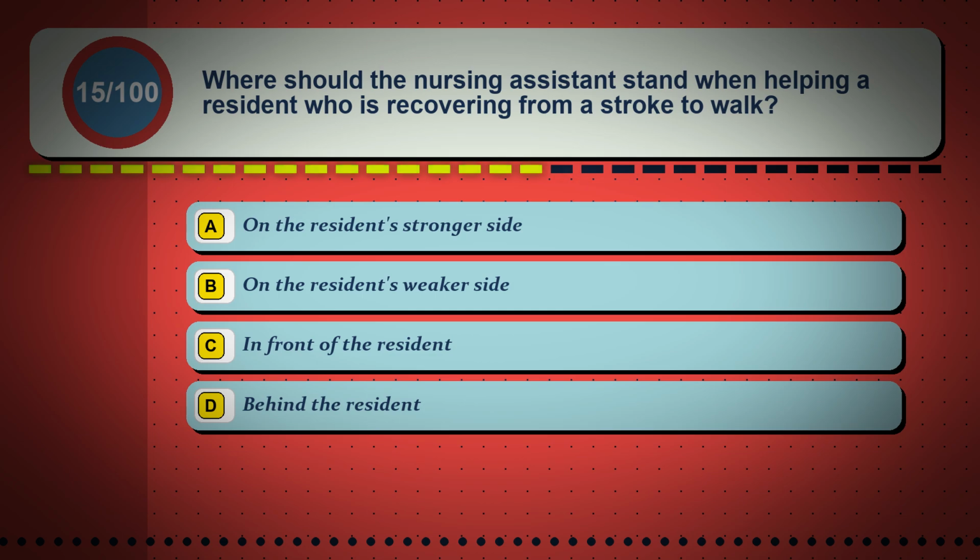Option A. On the resident's stronger side. Option B. On the resident's weaker side. Option C. In front of the resident. Option D. Behind the resident.